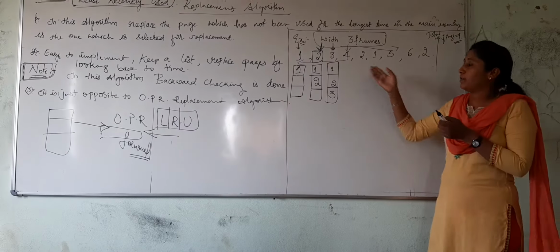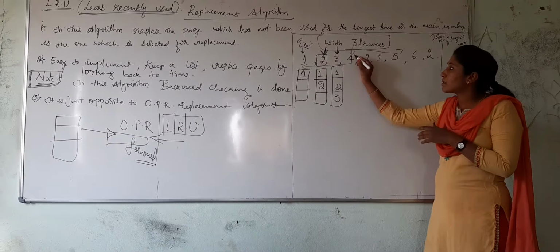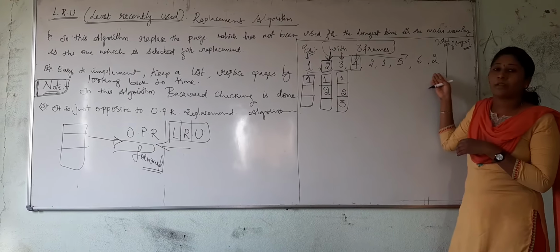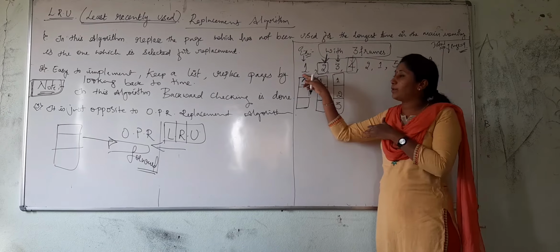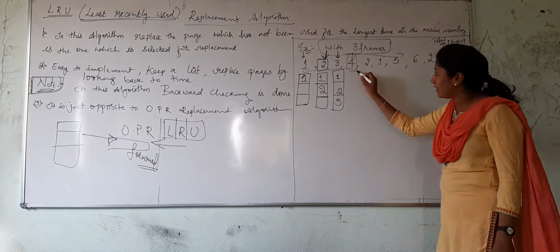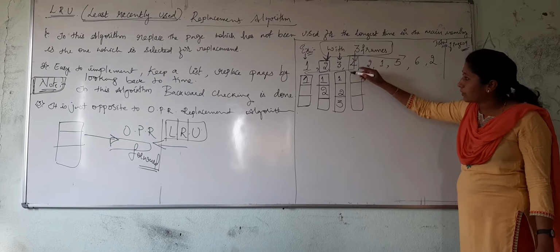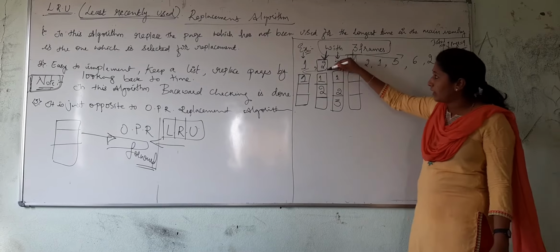Earlier in OPR, how would we have done it? This is an entering page, and we would have checked 1, 2, 3 in the forward direction, right? Now in LRU, what are we doing? We go in the backward direction. Again divide the memory into 3 sections. 4 is the incoming page. Now check 1, 2, 3 in the backward direction.